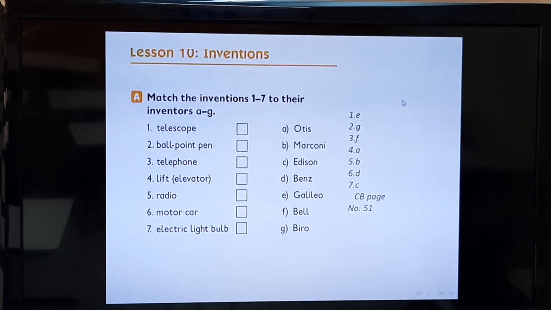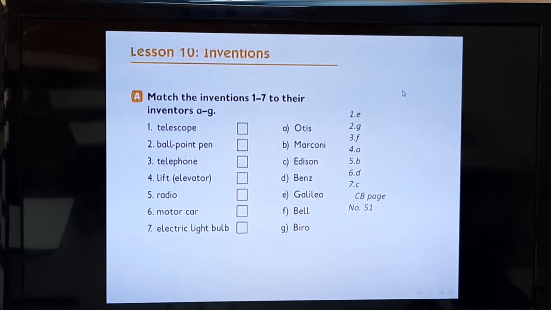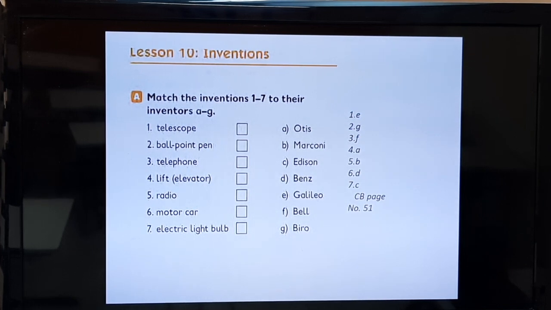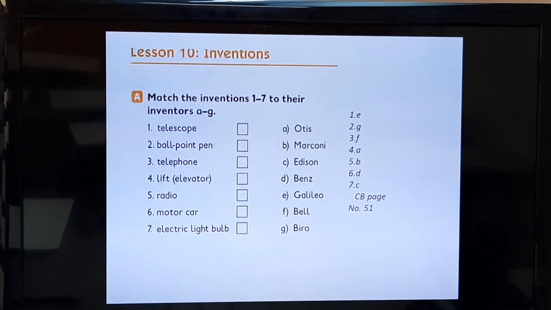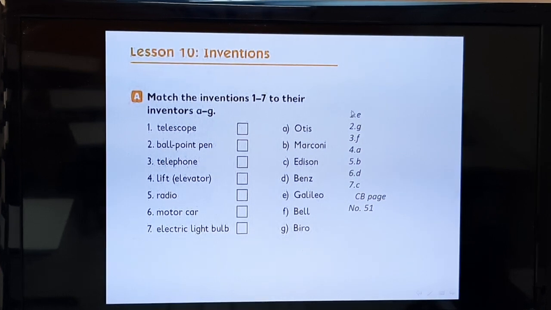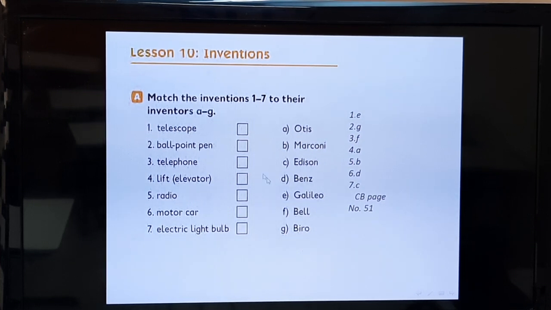And you have lesson 10, Inventions, in your course book, page number 51. These are inventions with their inventors. So be careful. Telescope, for example. You know telescope? The name of the inventor is Galileo.